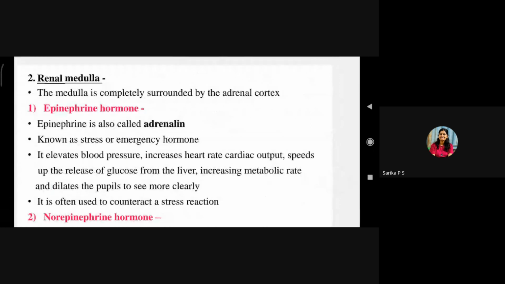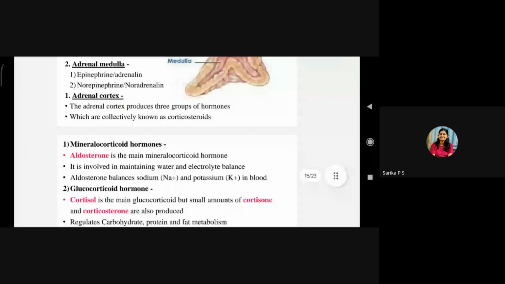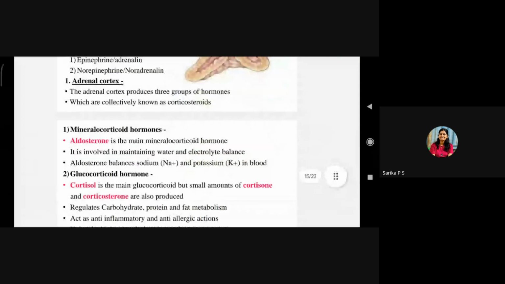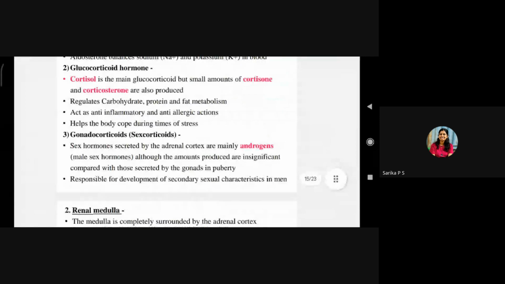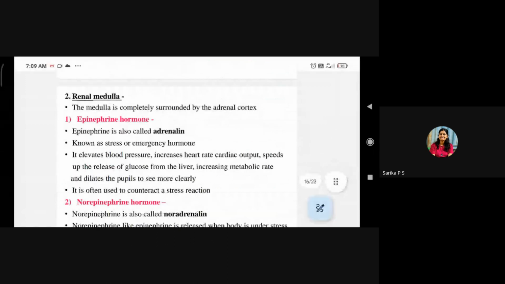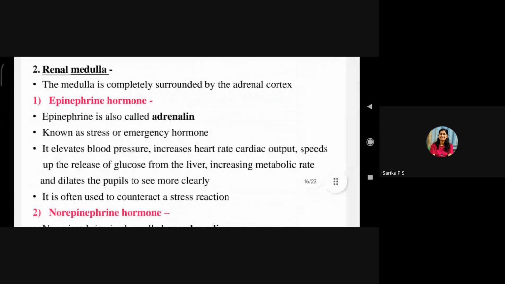So all three types of hormones from the cortex we have covered, right? Mineralocorticoid, glucocorticoid, and gonadocorticoid. Next is medulla. Now, medulla is completely surrounded by adrenal cortex. We all know that the inside portion is medulla and the outside layer is cortex, so it will always be surrounded by cortex.